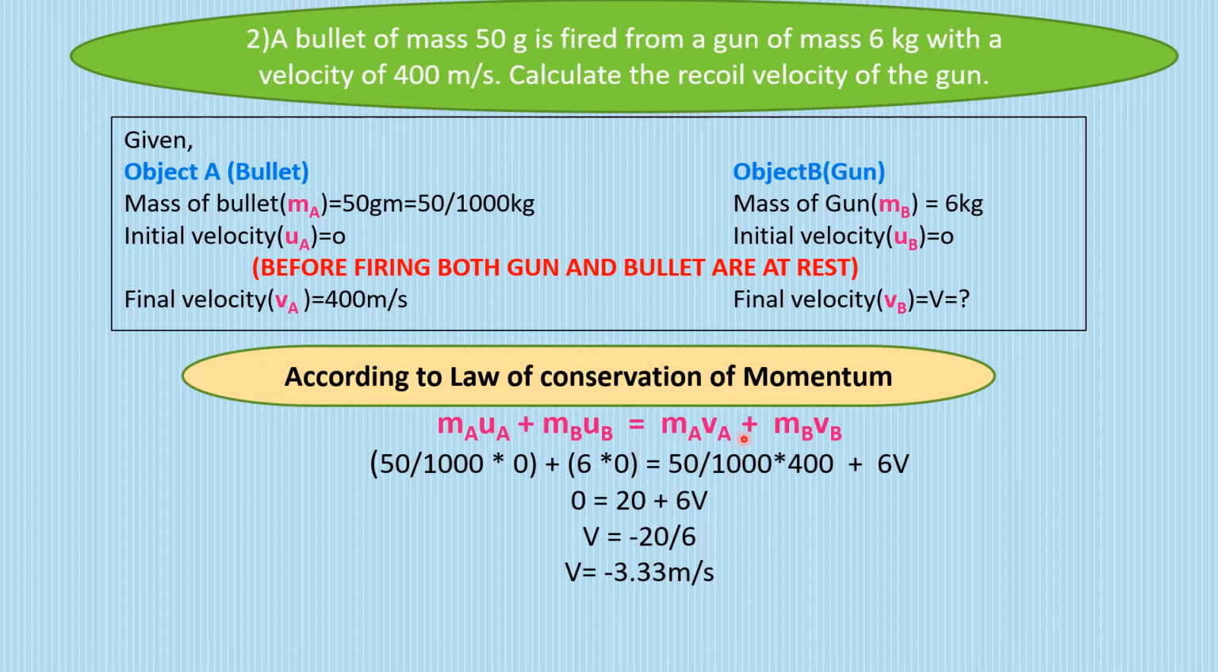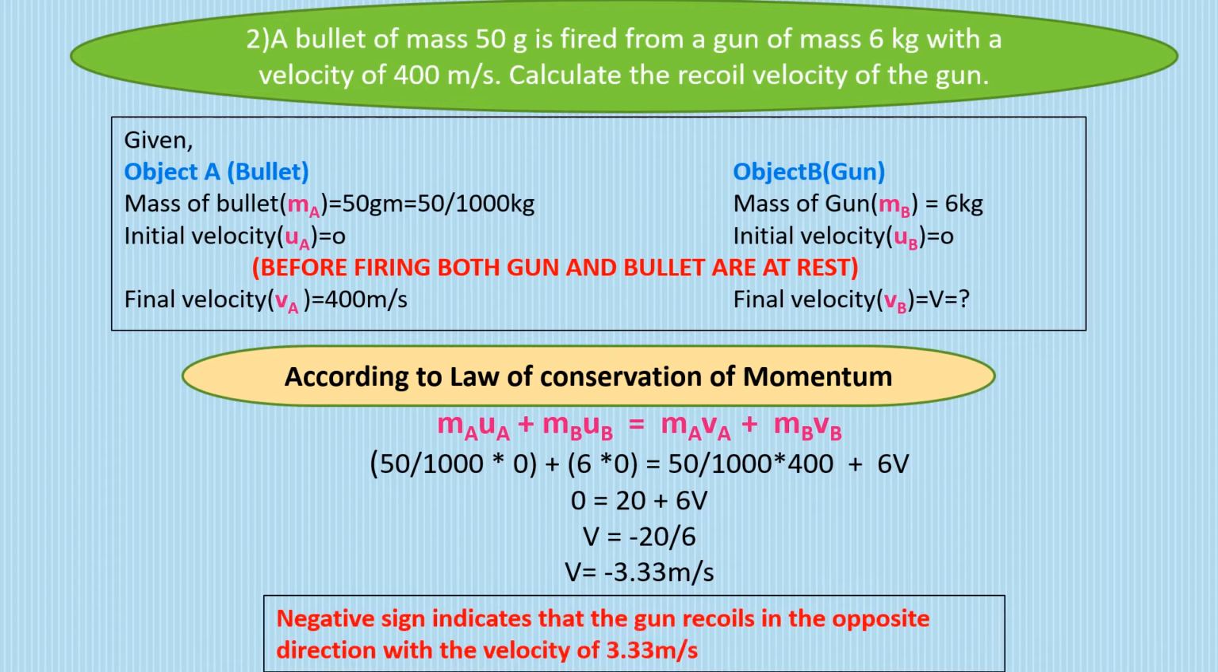So once you solve this part, MAVA, you'll get it as 20. So 20 plus 6V. Right? So this 6V is in multiplication, and the addition of 20 will go to the other side, it would be minus 20. Then 6 which was in multiplication will come as the denominator, so minus 20 by 6, that is 10 by 3, which is minus 3.33 meter per second.